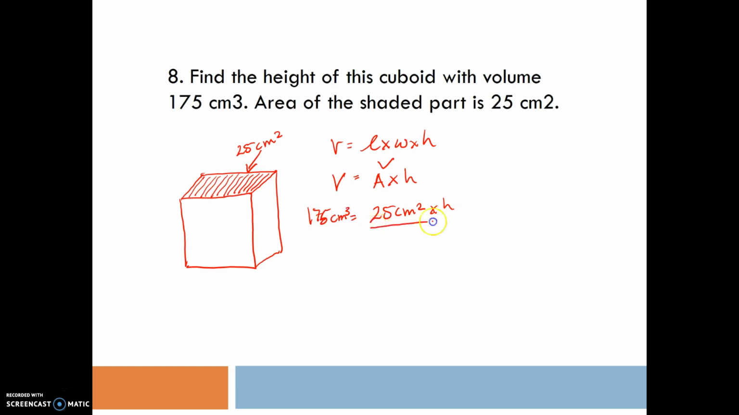So now I'm going to do the same thing that I did before. I'm going to get height by itself. So I'll divide both sides by 25. They cancel out here on this side. And if we divide 175 by 25, we're going to end up with 7 centimeters. That equals height.